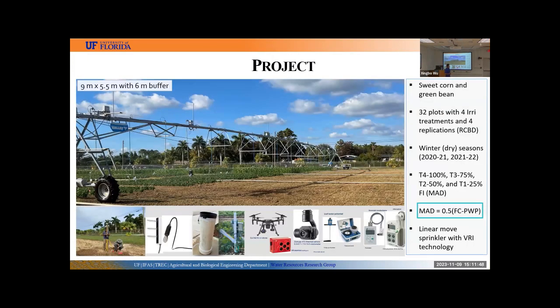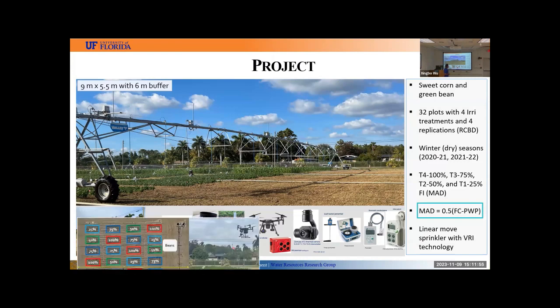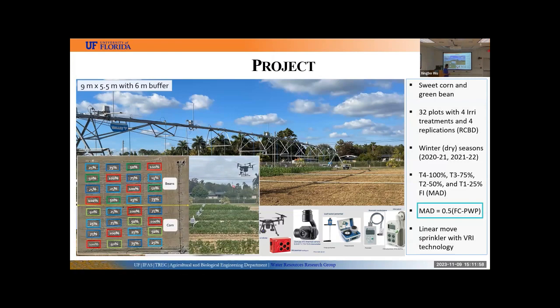So this is our research project. In this research project, we grew sweet corn and green beans on 32 plots under 4 irrigation treatments and 4 replications, and our experimental design was RCBD. We used 16 plots for the green beans crop and 16 plots for sweet corn. We conducted this research project during the winter dry season because it's an irrigation experiment. We don't want rainfall to affect our irrigation treatments. That's why we conducted it during the winter season, and we ran it for 2 seasons.